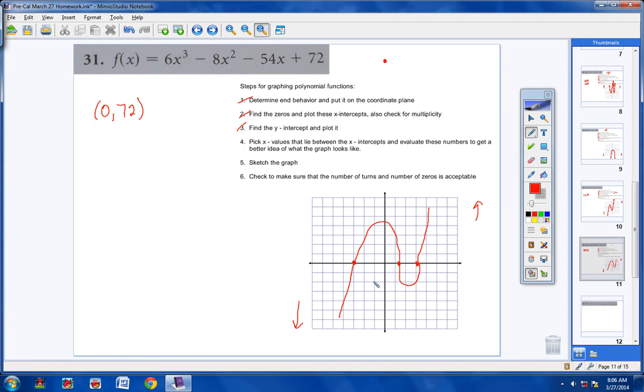That fits everything. My degree is 3, so the maximum number of turns is 2. Turns is 2, and I took 2 turns. Maximum number of zeros is 3. I've got 3 zeros, so I just did step 6 out of order. So everything checks there.